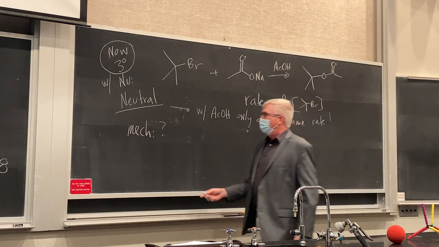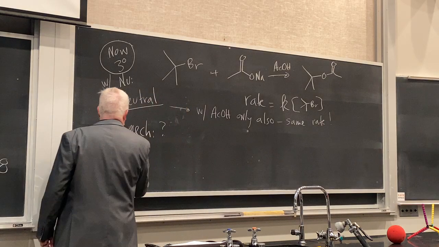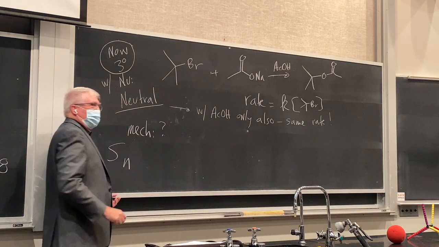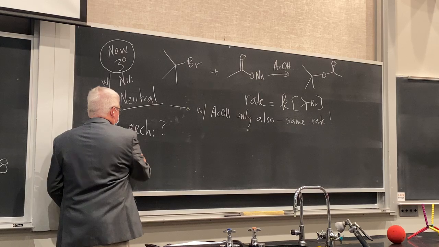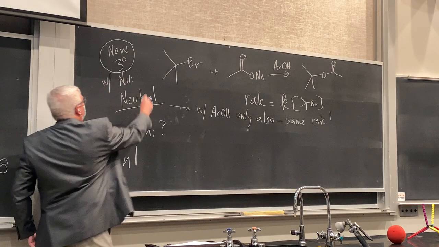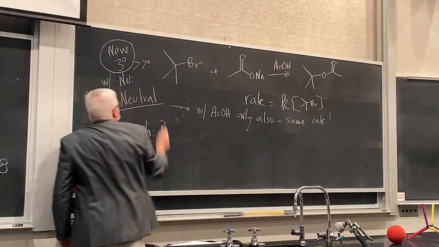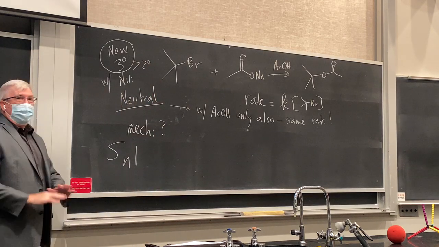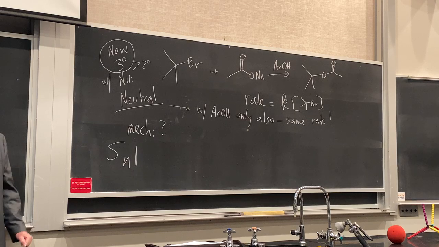Well, we're going to call it what? Substitution still. It's still nucleophilic, but what is it now? It's unimolecular. And it's a hallmark of tertiary and secondary. Secondary is a lot slower. Primary, no reaction with a neutral nucleophile, okay? We're going to see why here from the mechanism, right?